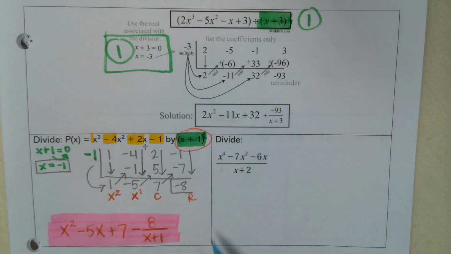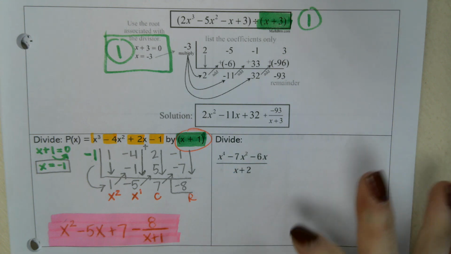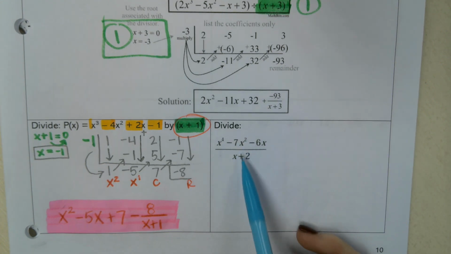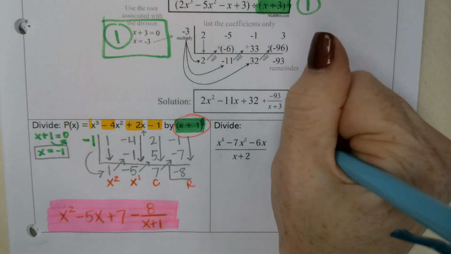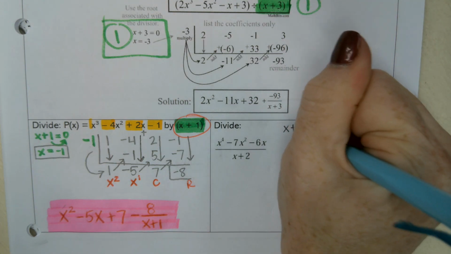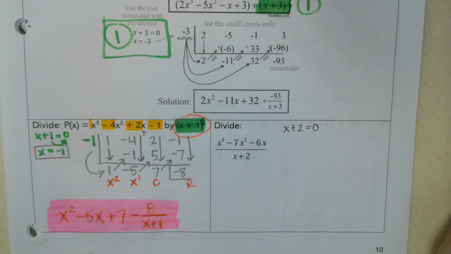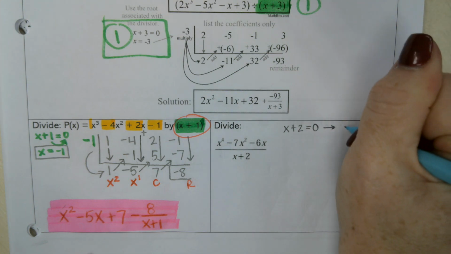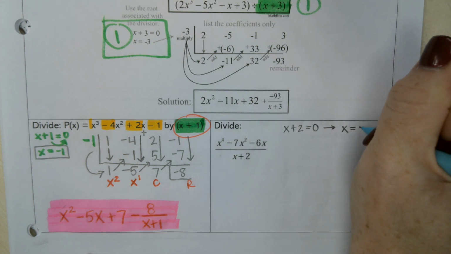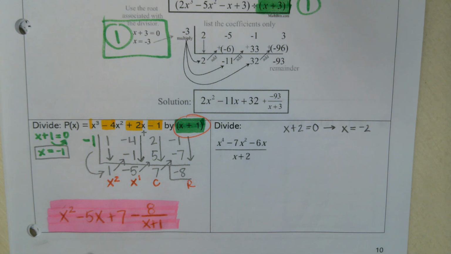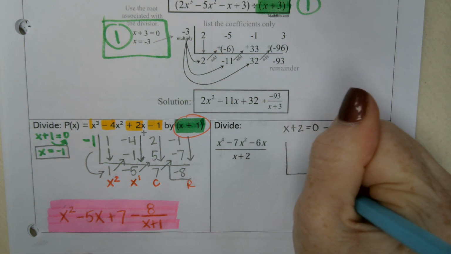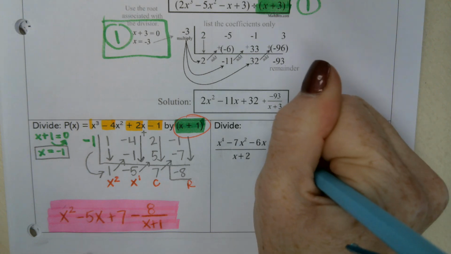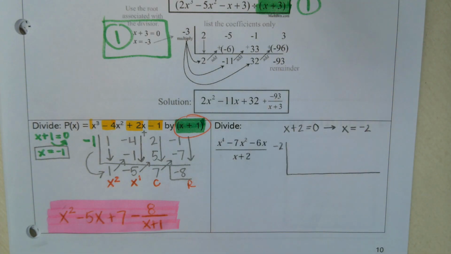All right, if I'm looking at this polynomial, this is written in fraction form, and that's fine, okay? I'm going to start with the x plus 2, which is my divisor. I set it equal to 0, and I solve for x. That gives me negative 2. So that means on the outside of my box, I've got to have a negative 2.